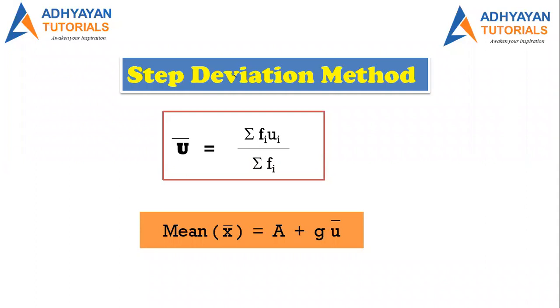I have not explained anything till now. I just want you to write down this formula. Type yes if done. Then I will explain you everything. Don't worry about it, Gaurav. U bar is equal to summation Fi Ui upon summation Fi. Mean X bar is equal to A plus G U bar. Is this done? Perfect. Great.